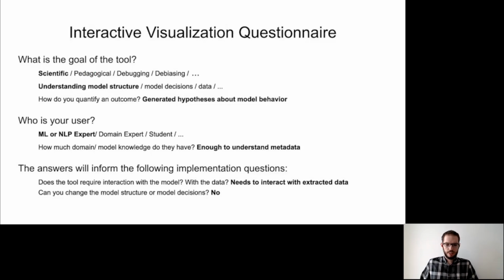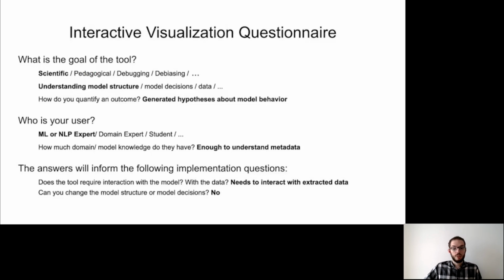In addition, the questionnaire for a visualization has two additional questions that have to do with implementation. Often tools do not actually need to communicate with the model at inference time. In this case, we don't need to communicate with the model at all, because we can extract hidden activations for a text from a model, write them to a file, and interact purely with that file. We're not changing how the model works internally, or constraining its decisions. Okay, so we have now identified that we want a tool that interacts purely with metadata and with extracted states.